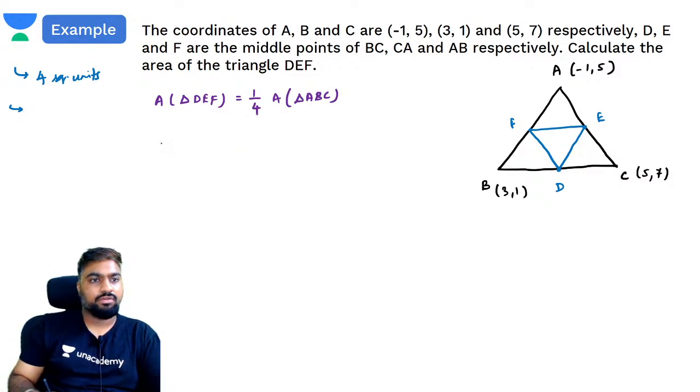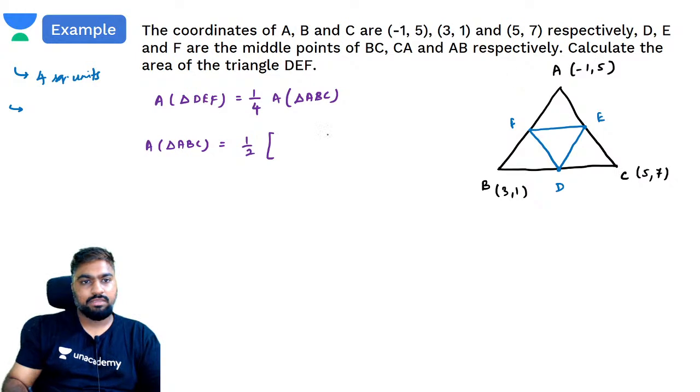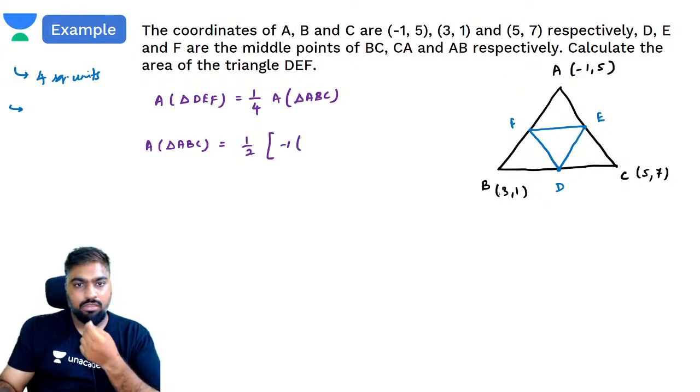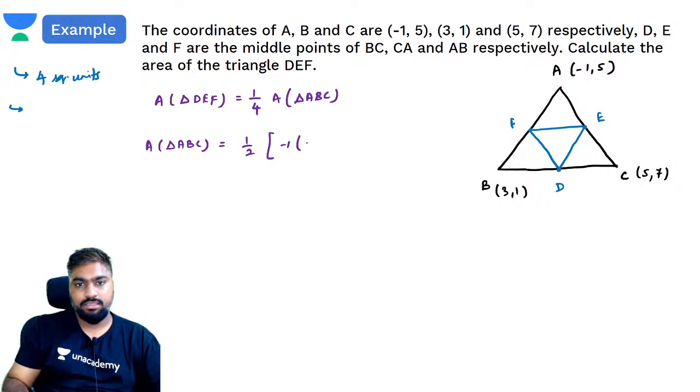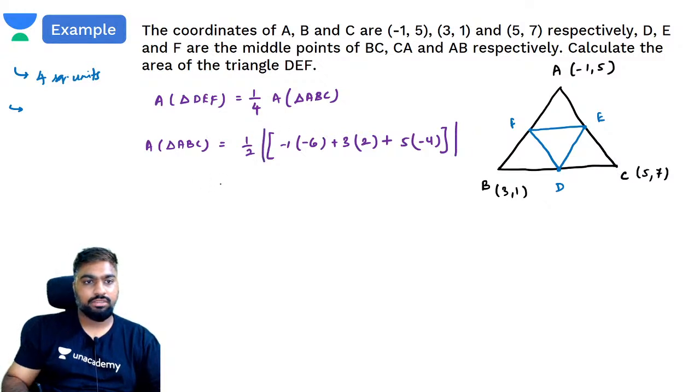श्रेयसी, नलन, ब्यूटिफुल. तो एरिया ऑफ ट्राइंगल ABC निकाल ले. इज गोइंग टू बी व्हाट? हाफ ऑफ x1 into y2 minus y3, which is 1 minus 7 minus 6 plus x2, that is 3 into y3 minus y1, that is 7 minus 5, 2 plus x3, that is 5 into y1 minus y2, 1 minus of 1 minus 5 minus 4. इसका मॉड्यूलस है. हाँ, मॉड्यूलस. So this becomes what? Half of 6 plus 6 minus 20 का मॉड्यूलस. So this is 8.